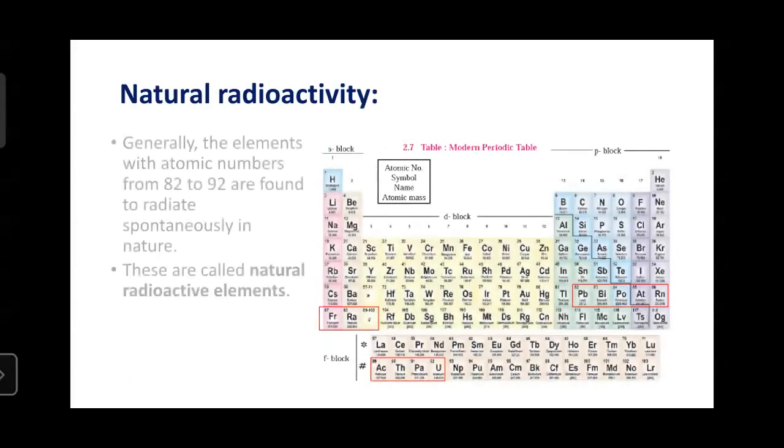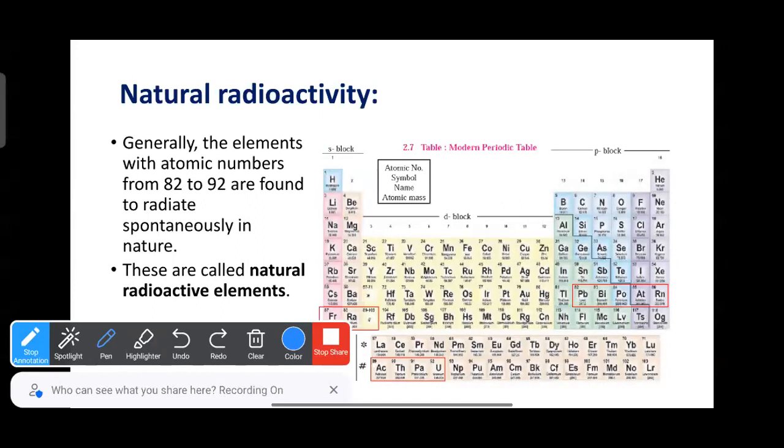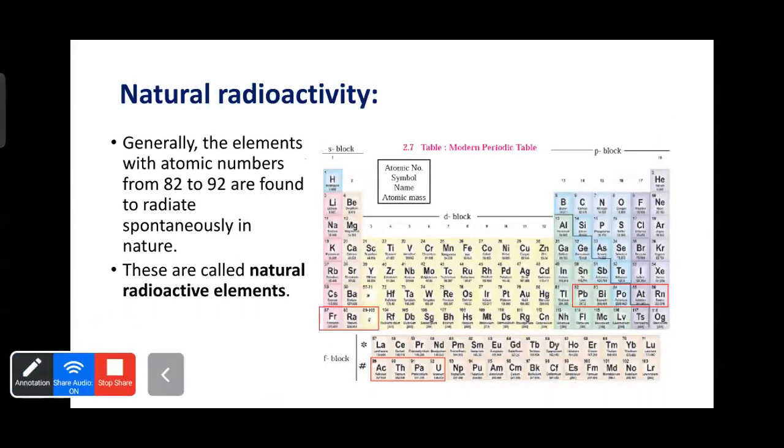Now, what is natural radioactivity? Generally, elements with atomic number 82 to 92, that is in the 6th and 7th period, are radioactive. Here are the groups 1 to 18 and the periods 1 to 7. So in the 6th and 7th period, these radioactive elements are kept. These are called natural radioactive elements.